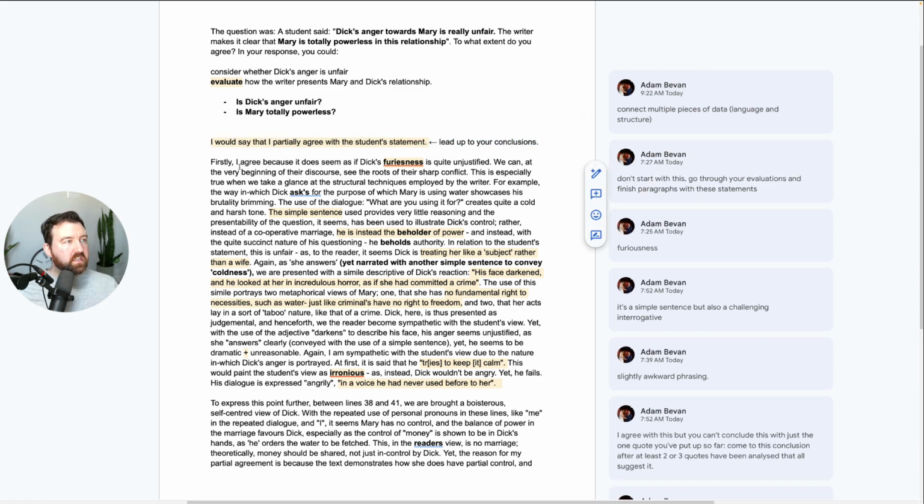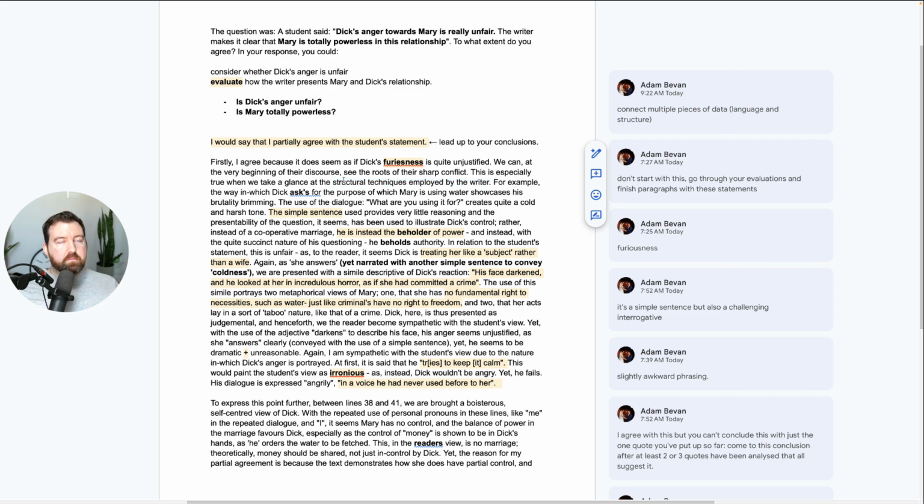So let's read. "Firstly, I agree because it does seem as if Dick's furiousness is quite unjustified." Small thing, just a little spelling mistake. "We can, at the very beginning of their discourse, see the roots of their sharp conflict." Really nice phrasing. "This is especially true when we take a glance at the structural techniques employed by the writer." So that's really good that you're telling the examiner that you're going to be particularly looking at structure.